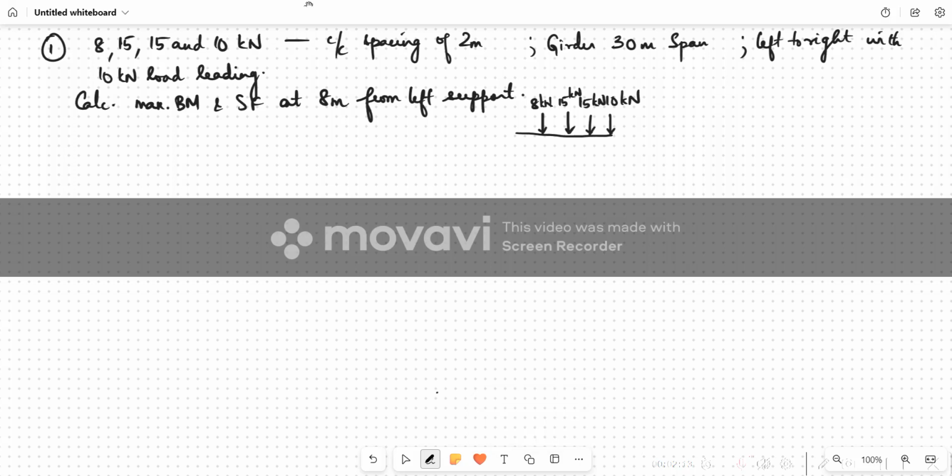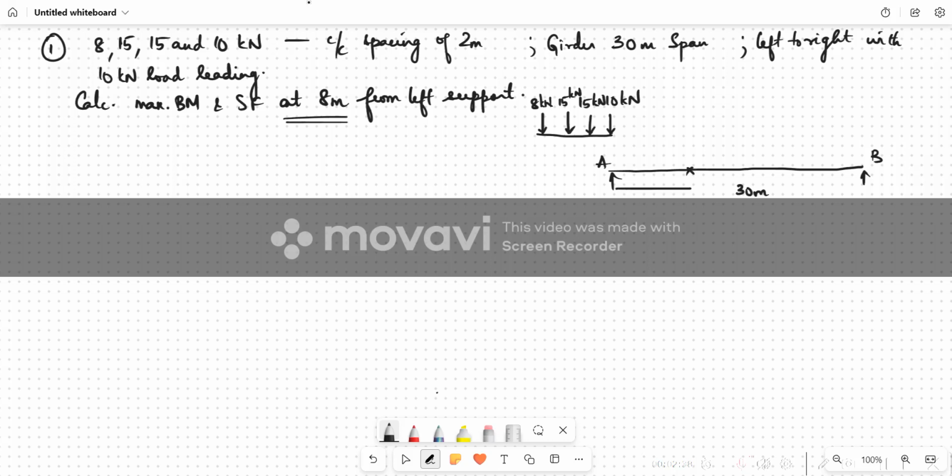Now, let me just erase this. They have also given something about the girder. The girder has a span of 30 meters. Let us name it as AB. And you have to calculate this at a section 8 meters from the left support, that is from A, the maximum bending moment and shear force.